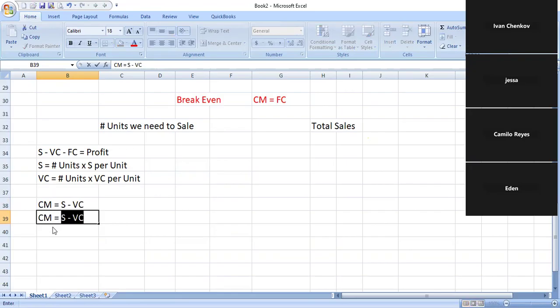Contribution margin will be the sales price per unit times number of units, minus, if we put this in brackets, otherwise the formula is not gonna work, minus variable cost per unit times number of units.